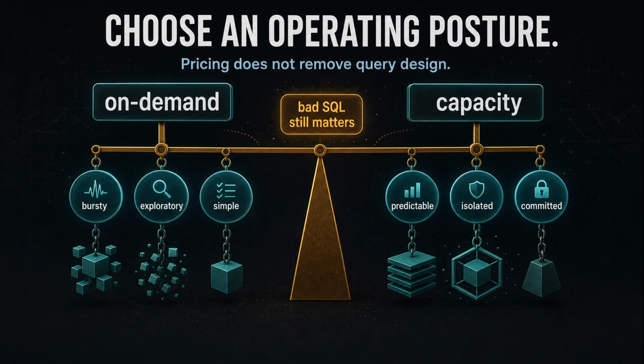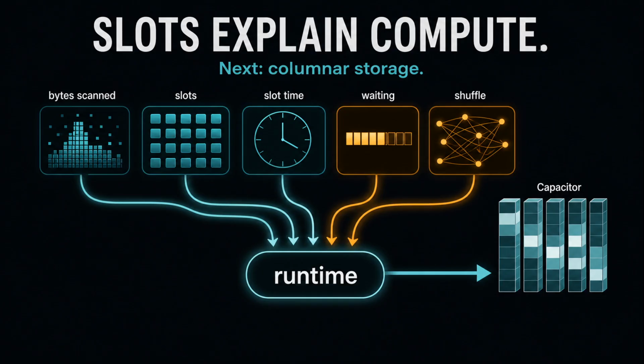Now, reading those details is the skill. Choosing a pricing posture is the decision that sits on top of it. And it is not about which model is morally better. It is which one fits the workload. On-demand fits when usage is exploratory, spiky, or honestly still unknown. A finance partner would put it bluntly. If you cannot forecast it, do not commit to it. Capacity fits predictable workloads, isolation needs, dashboard reliability, or finance planning, but bad SQL still matters because pricing only changes who controls the compute. So pull it together.